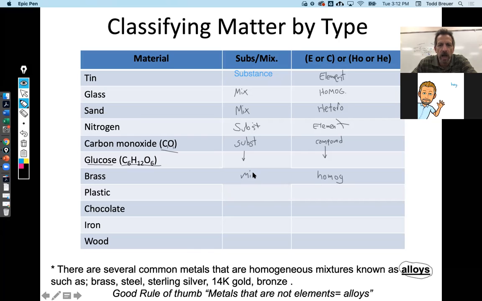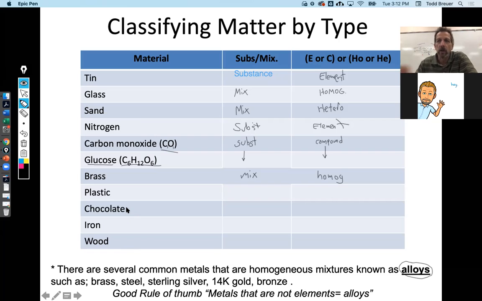Usually brass is copper and zinc mixed together in various compositions. So anytime that we know that there's a metal that exists like steel, bronze, sterling silver, 14 karat gold, but we realize it's not on the periodic table, we can say, aha, that's a mixture, it's homogeneous, it's that special kind of homogeneous mixture called an alloy. So we'll look at one more example.